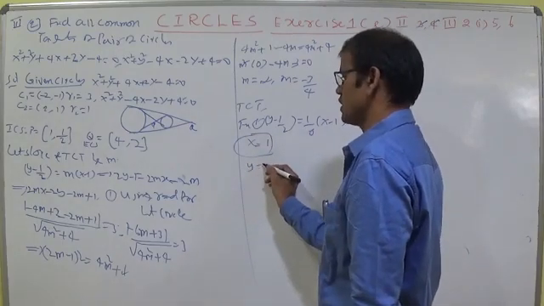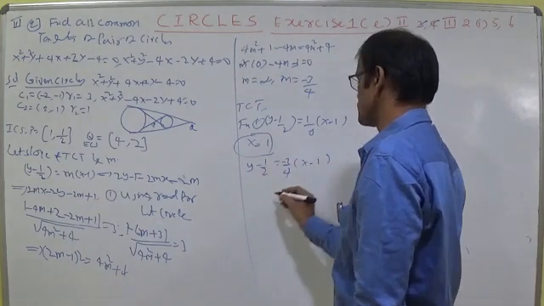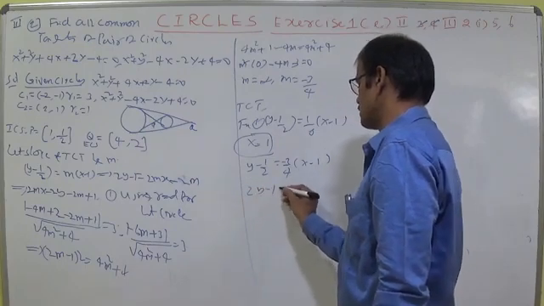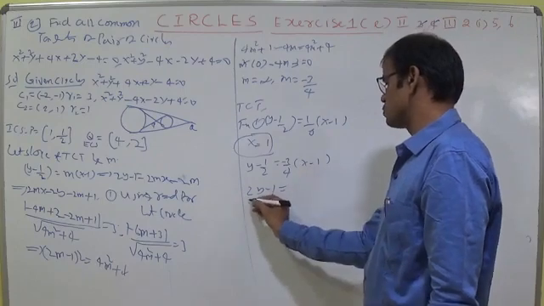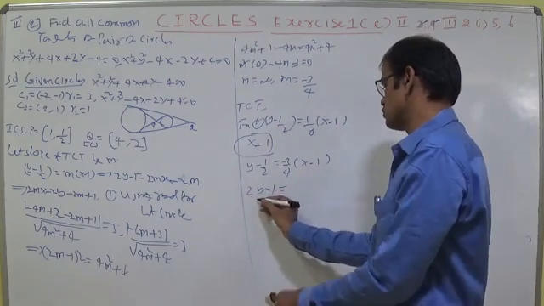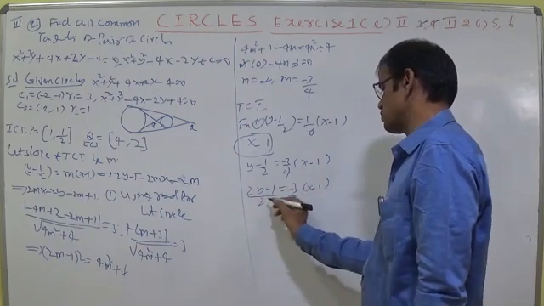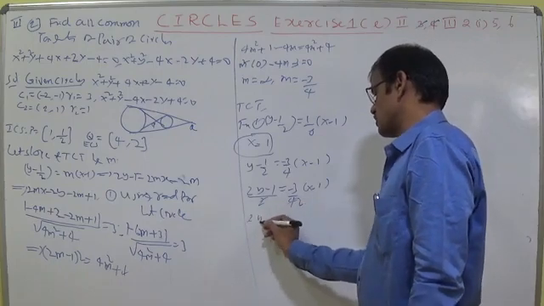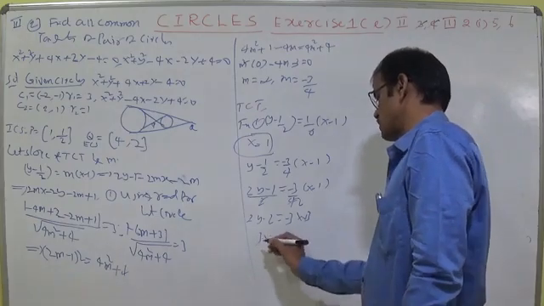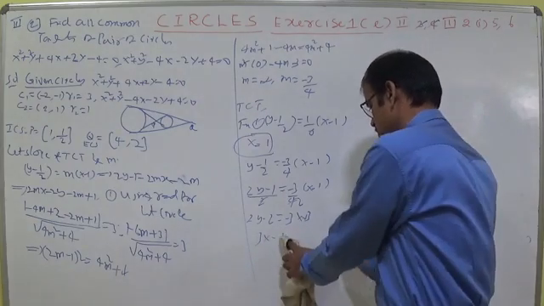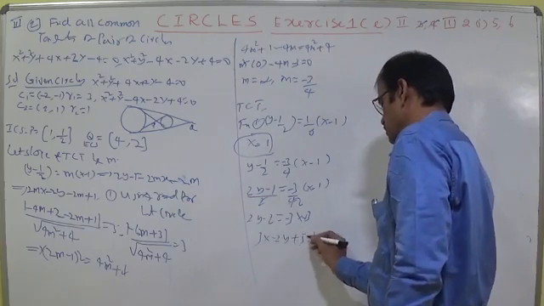And again you can write y minus 1 by 2 is equal to minus 3 by 4 into x minus 1. So you can write here 2y minus 1, 2 will be getting cancelled in 2 times. So 2y minus 2 is equal to minus 3 by 4 into x minus 1. 2 will be getting cancelled 2 times. You can write this as 2y minus 2 is equal to minus 3x plus 3. So 3x minus 2y plus 5 equal to 0.